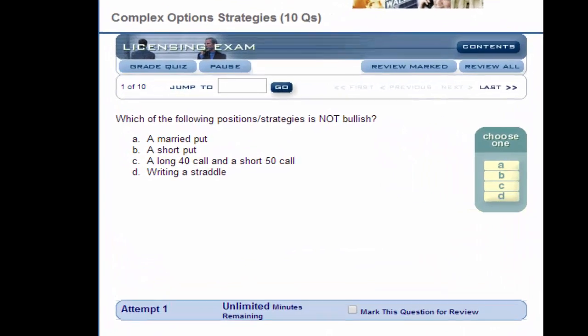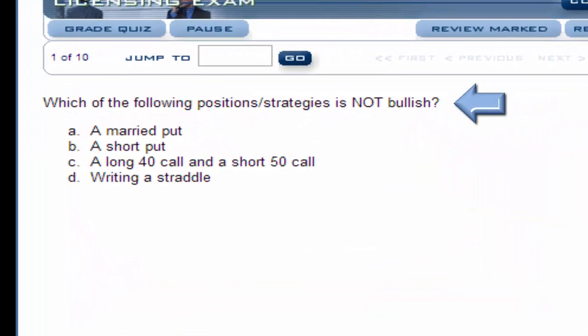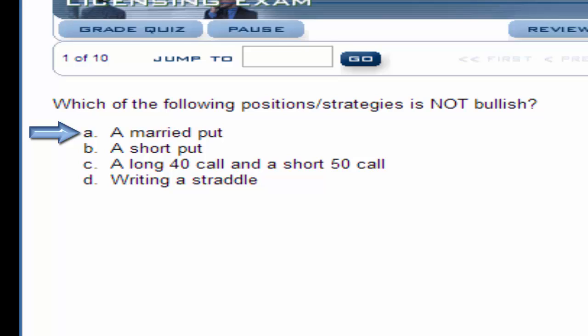Let's take a look at this first question. Which of the following positions or strategies is not bullish? Okay, the first choice is a married put. The second choice is a short put. The next choice, choice C, is a long 40 call and a short 50 call. And lastly, we have something called writing a straddle.